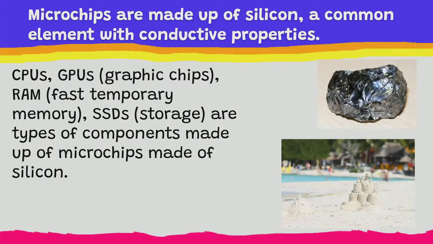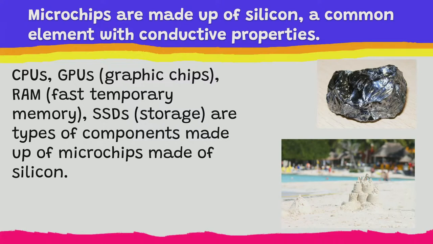Microchips are made up of silicon, a common element with conductive properties. It's important to note this is silicon, not silicone. Silicone makes up medical implants, but also kitchenware. Silicone has an E at the end. They're obviously related, but silicon is the thing that makes up technology parts, Silicon Valley.